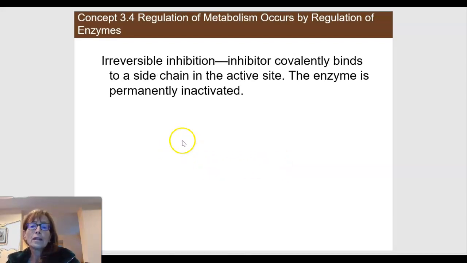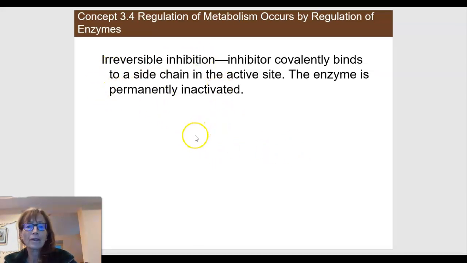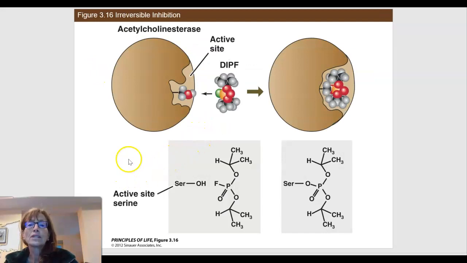When an inhibitor inhibits, it goes in and it binds. If it's an irreversible inhibition, meaning it can't go backwards, it's bound permanently, then that inhibitor is going to covalently bind to some side chain in the active site, and that inactivates that enzyme. So that's one way in which irreversible inhibition can happen. Here's an example that they gave of irreversible inhibition.